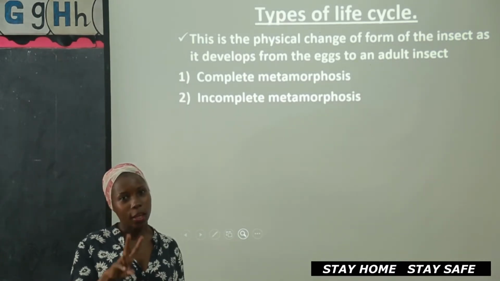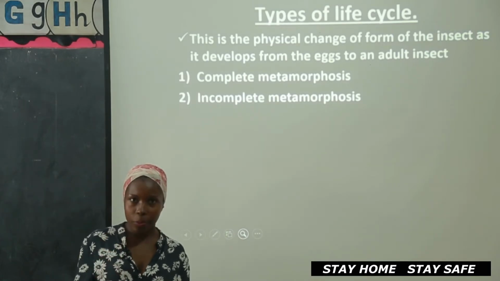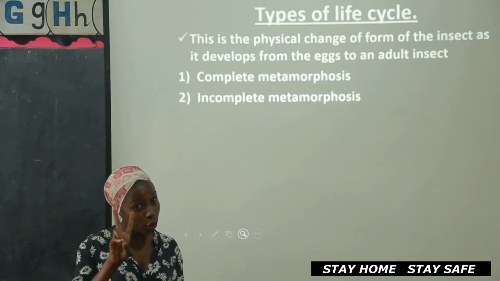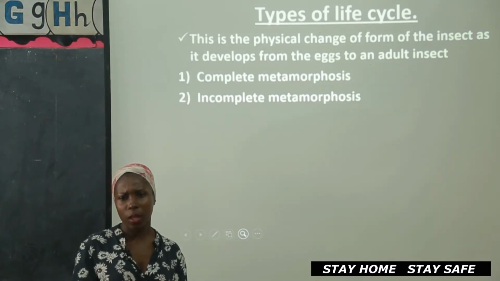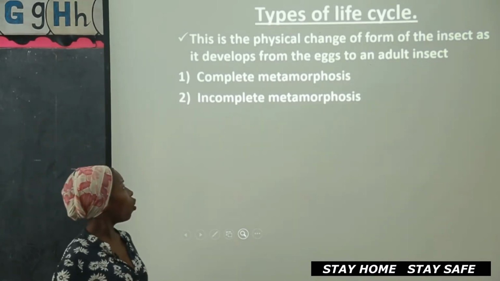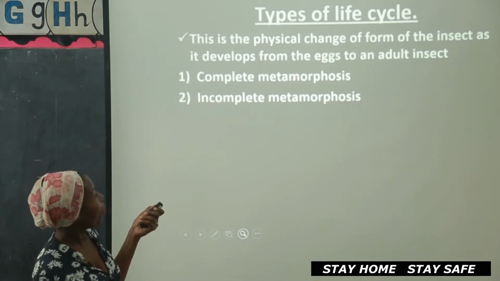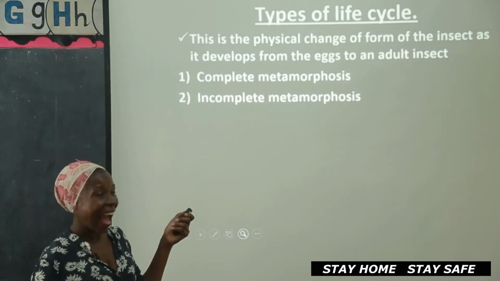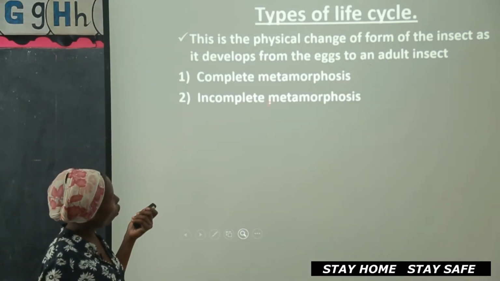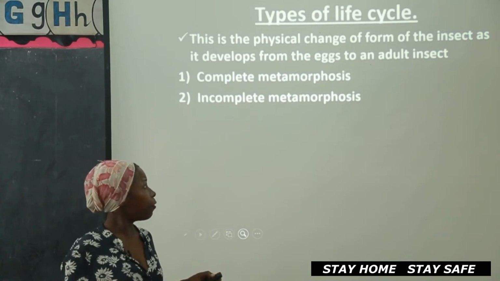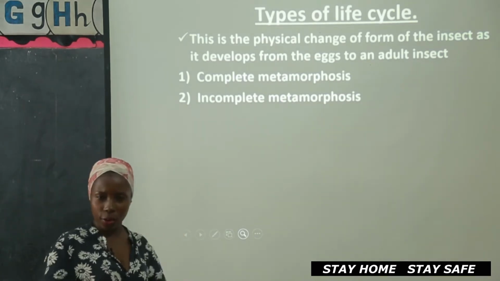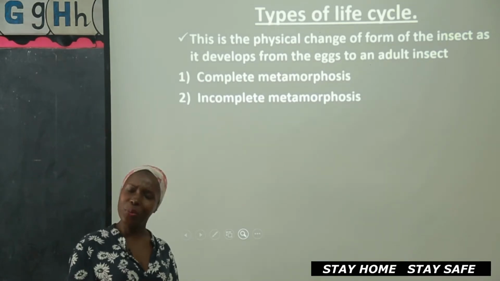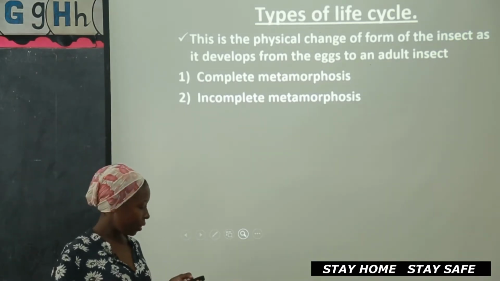Well, there are 2 types of life cycle. Insects undergo 2 types of life cycle. There are those insects that undergo complete metamorphosis or complete life cycle, and there are those insects that undergo incomplete metamorphosis or incomplete life cycle. So I know you're asking, what is incomplete and what is complete? We're going to look at this. Let's continue.